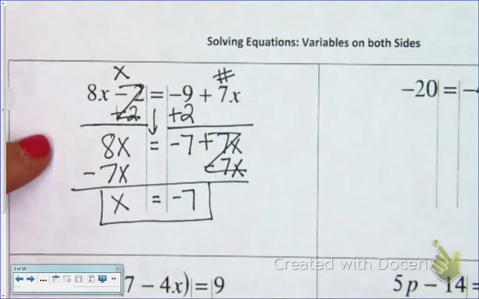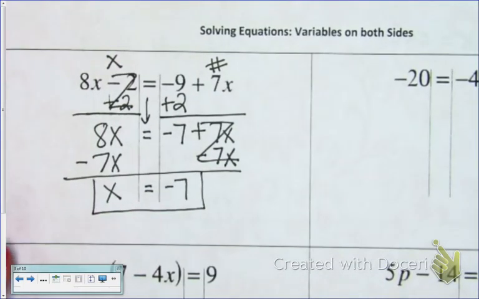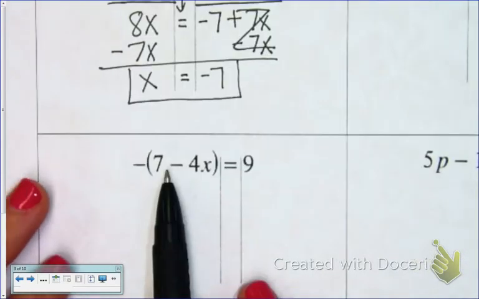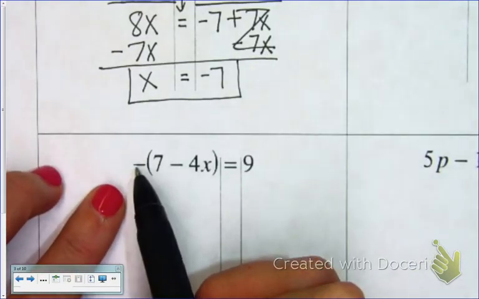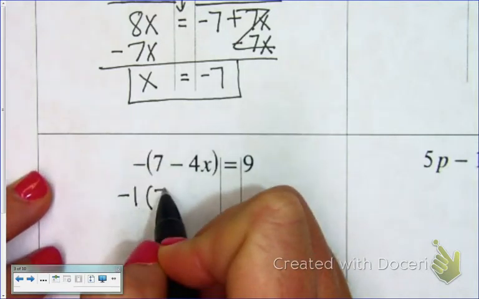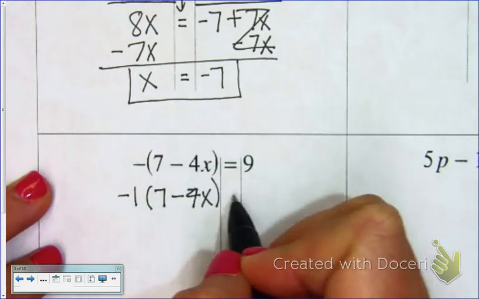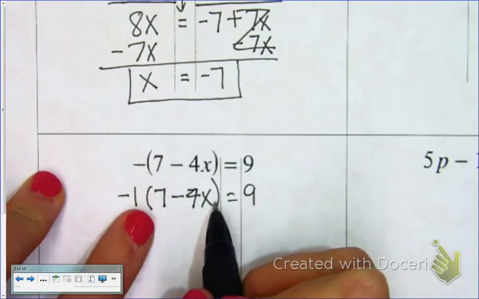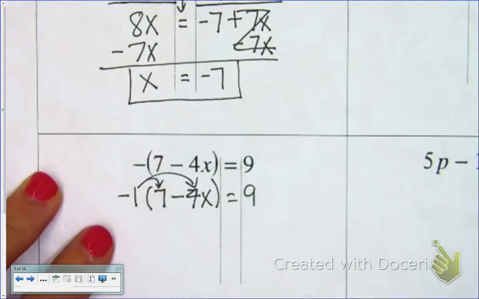You can always take this and plug it back in and check it. Okay. On some of these other ones, for example, the one right below it, you're going to have to remember it's not just a symbol that's in front of this. What this means is negative 1 times 7 minus 4x equals 9. So we have our pool. You've got to save your babies first, then work out the problem.